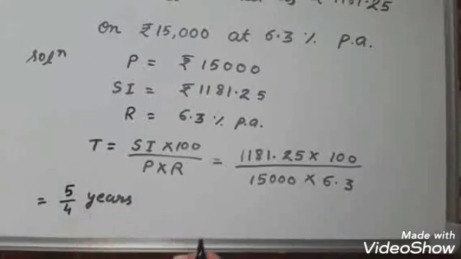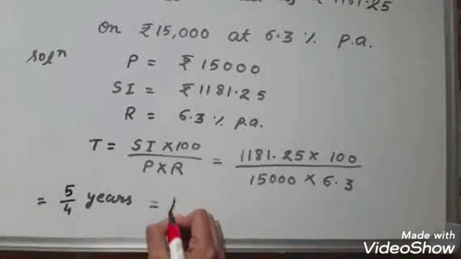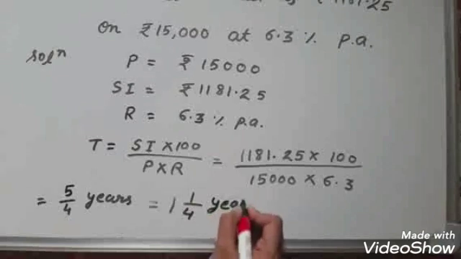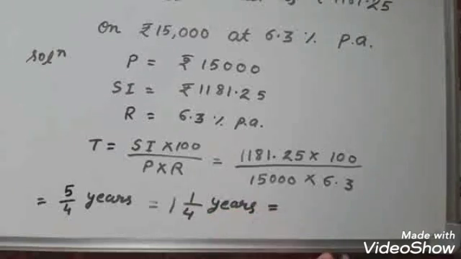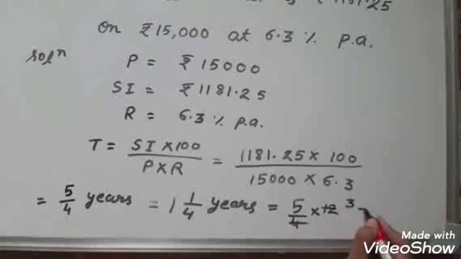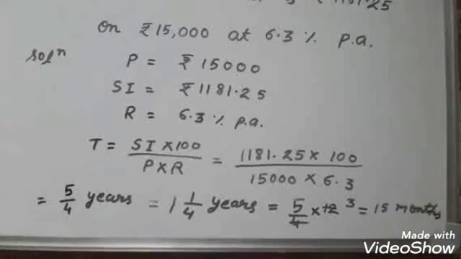This 5 upon 4 either can be written as 1 and 1 upon 4 years, or we can convert it into months by multiplying it by 12. 5 upon 4 into 12 is 15 months. So time is 15 months.